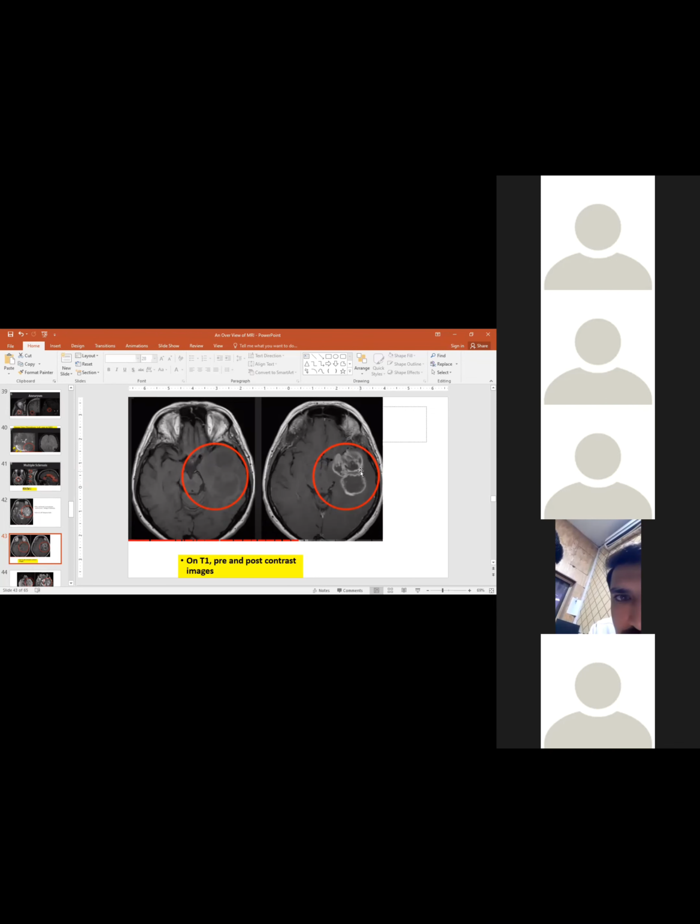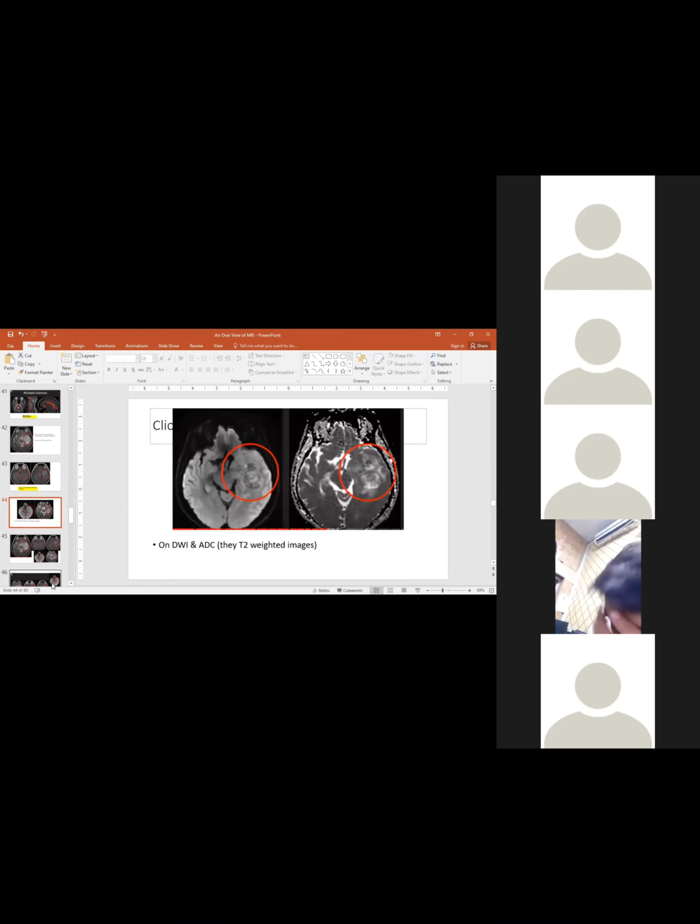So look at this bright outline of these lesions. They are definitely brightly outlined abnormal lesions in the left temporal lobe of that woman. And I will show you just now what it came out to be.